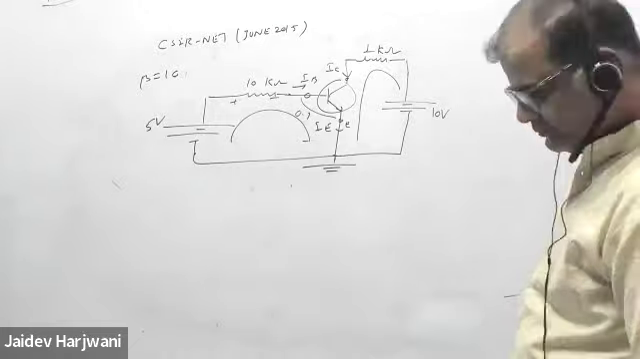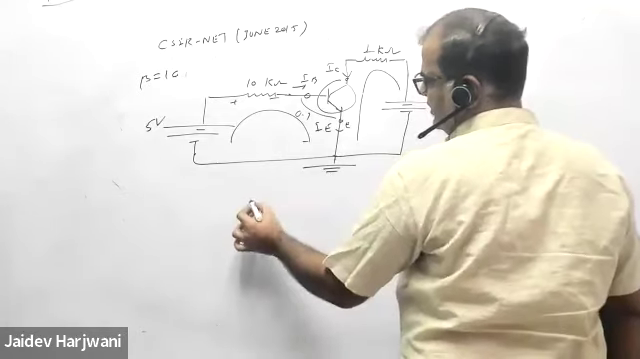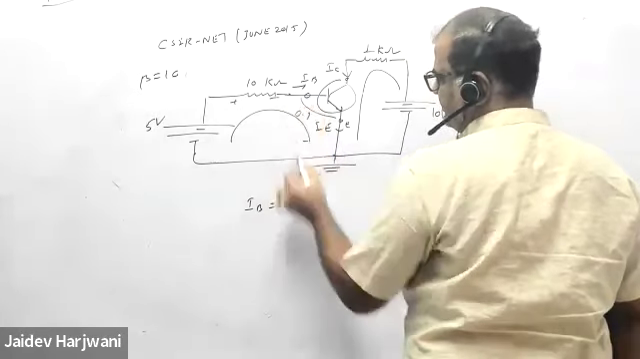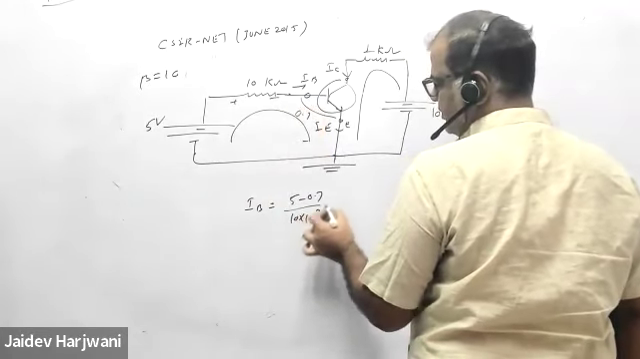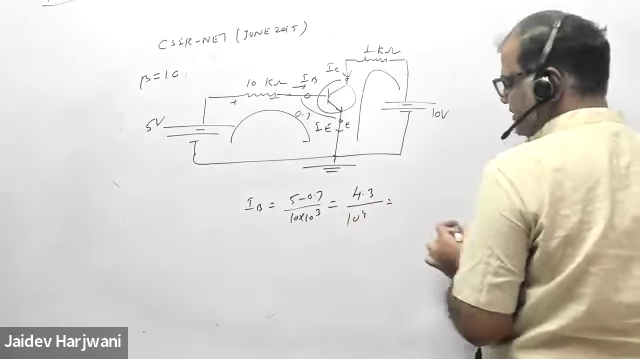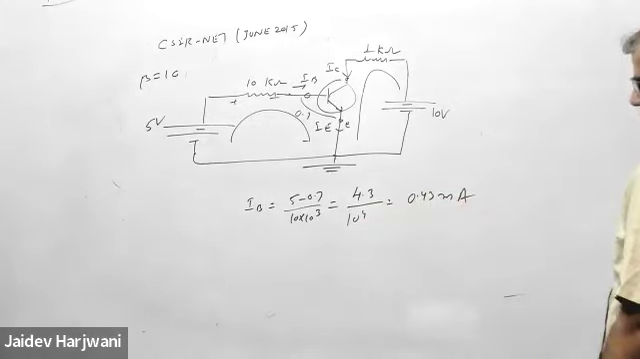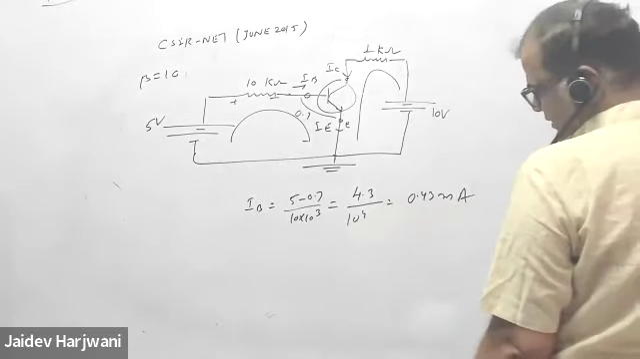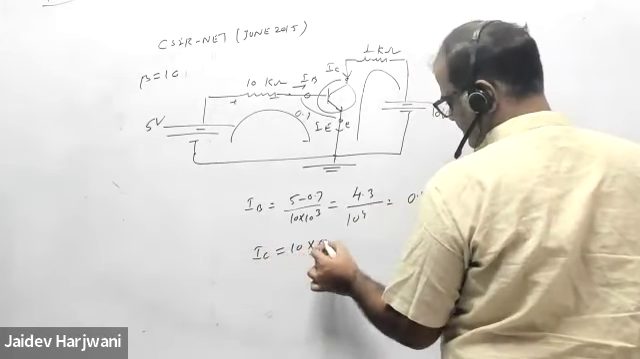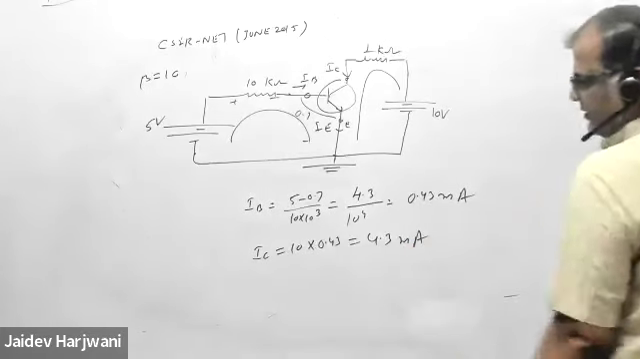Sir, IB is 0.43 milliampere. Yes. Okay. So IB will be (5 minus 0.7) upon 10 kilo ohm. So 4.3 times 10 raised to power minus 5, that is 0.43 milliampere. Now IC will be beta times IB, 10 times 0.43 milliampere, that is 4.3 milliampere.